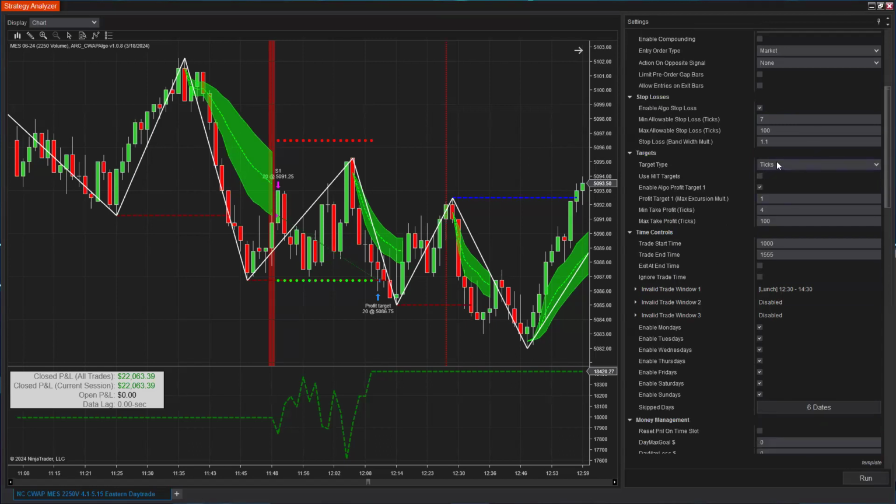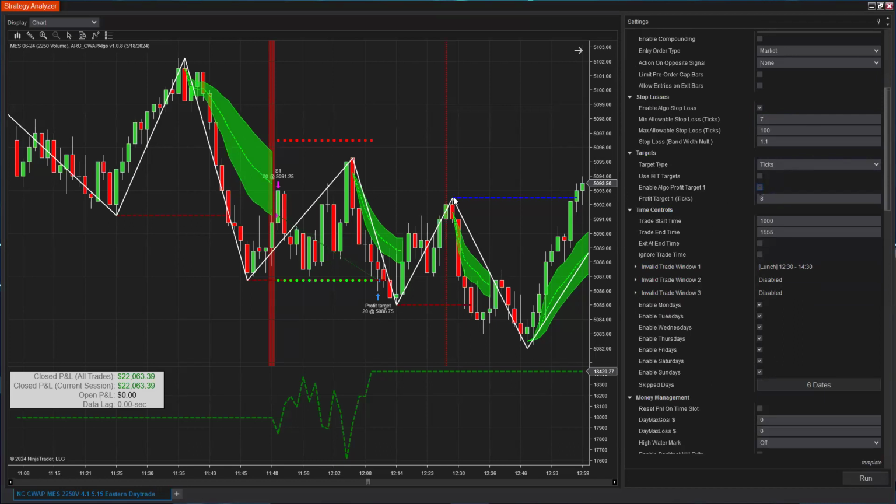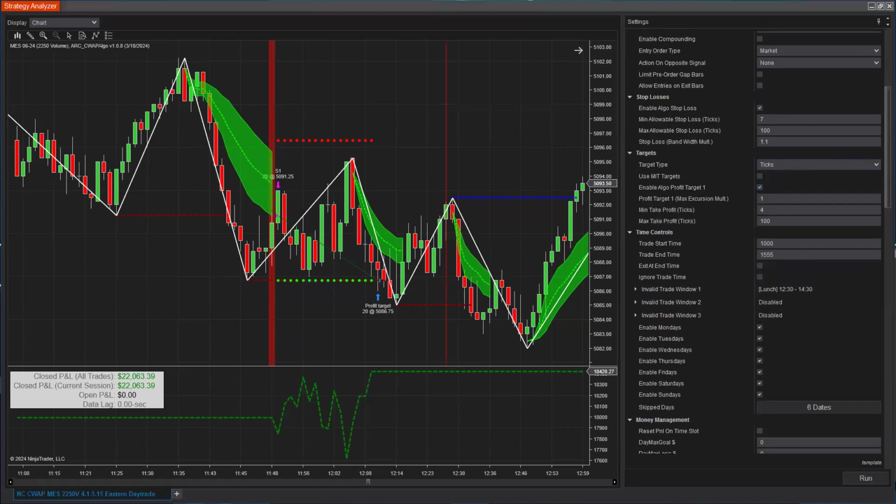Then for targets, you have the algo target, which we talked about is set based on where the swing low was before it pulled back. Okay, so if you set it to 1, again, it's going to be right at the swing low. 120 might be here, 80 might be here, and so on. Okay, so that's what that does.